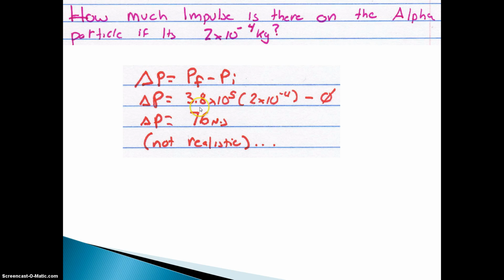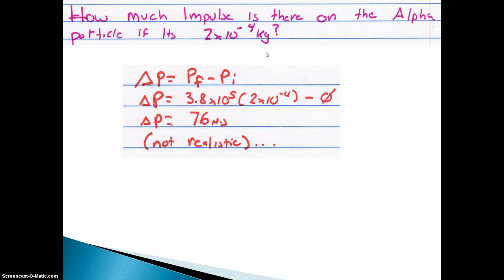We know the mass, we now know the final velocity, we know the initial stuff is 0, so we get 76. Now this is not realistic, because every time, 76 is a lot of impulse. In reality, this mass is super, super tiny, but I just want to kind of show you a basic example and not make the math too loco.